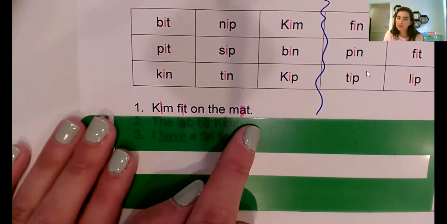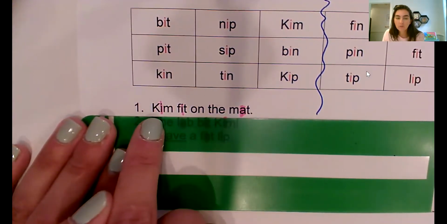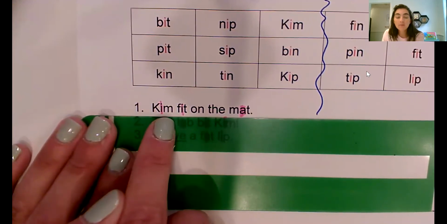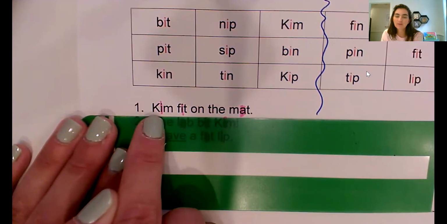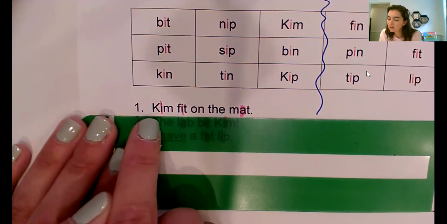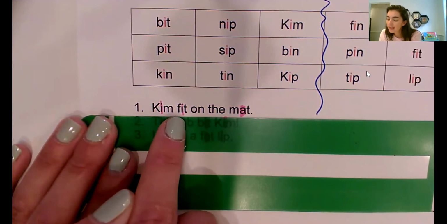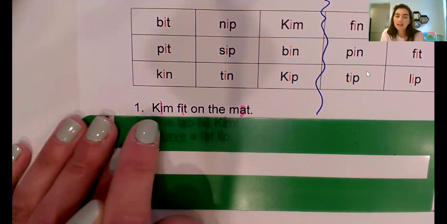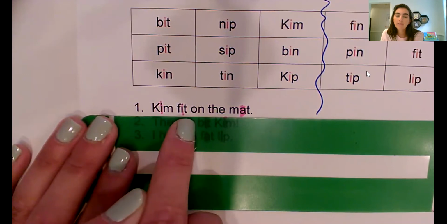Now let's work on snapping them together, okay? Let's try the first word. Kim. Okay, Kim, is it an animal or a person? Yes, it's a person's name. Okay, so now we know this is about somebody named Kim. Try the next word. It fits. All right, good. Try both words together. Kim fit.